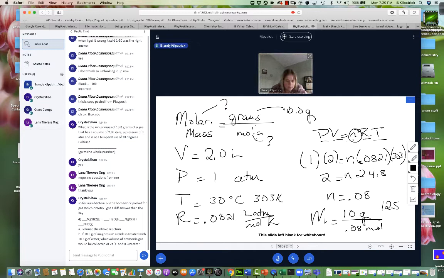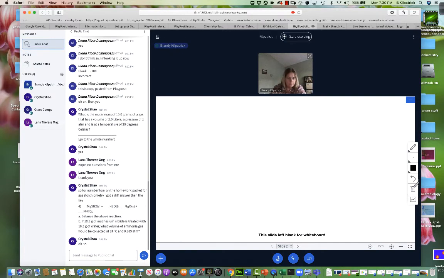If 10.3 grams magnesium nitride, Crystal, quick question. Did you see it as a limiting reagent problem? Like, did you do the calculations for both? Yeah, okay. You're going to have to, it's a limiting reactant problem, so you have to do both things to get the number of moles.